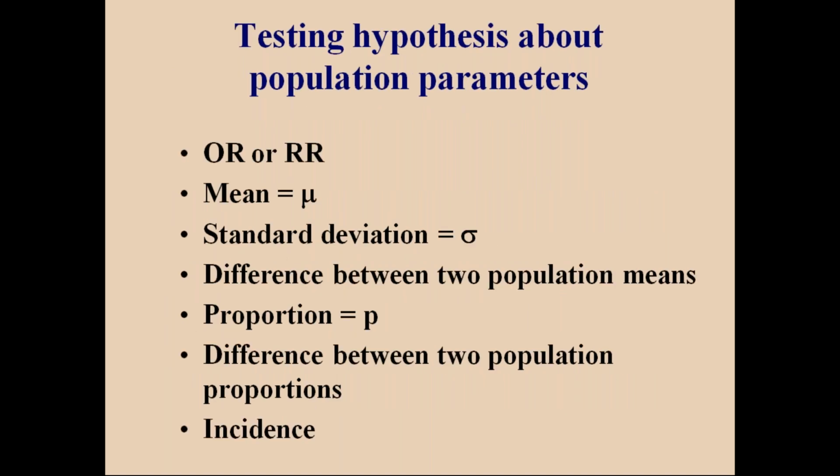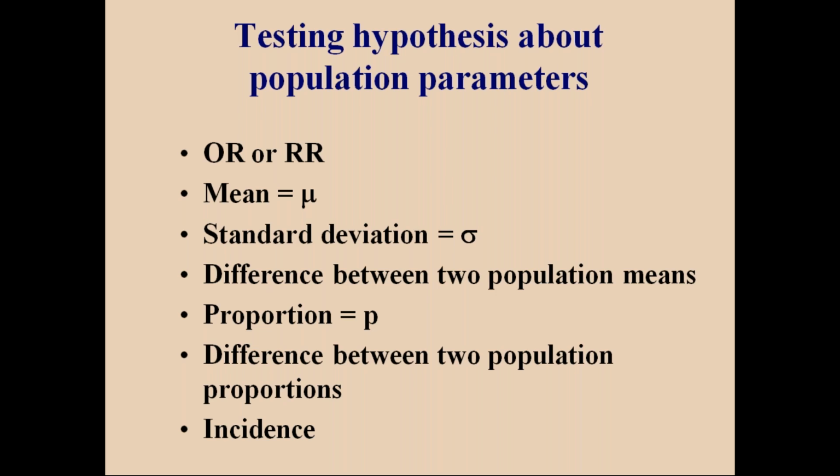Testing of hypothesis about population parameters. The first point is mean, mu. Anywhere mu is the symbol, you have to see that it is called nothing but the mean of the population. Next one is standard deviation, sigma. Difference between two population means. What is the difference between two population means?